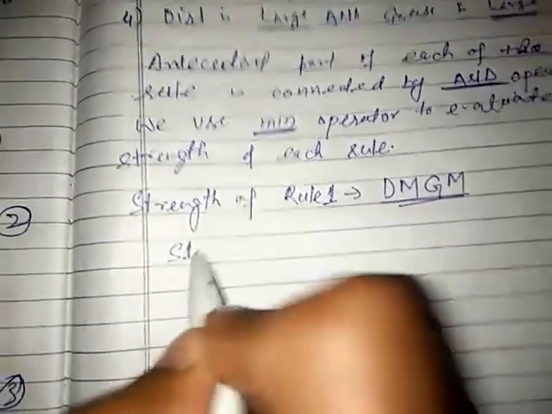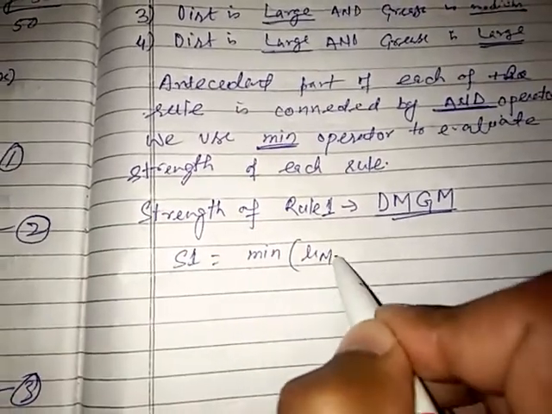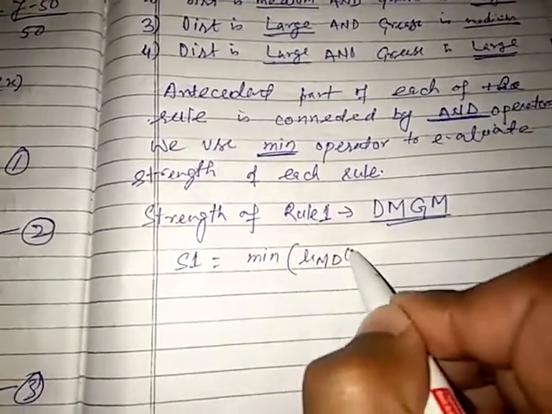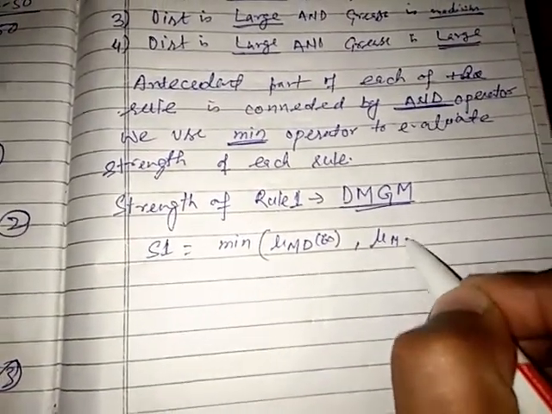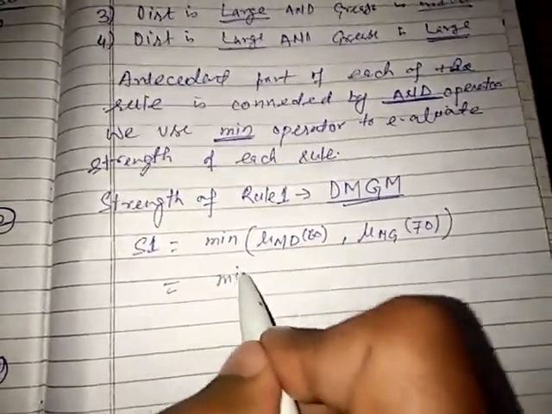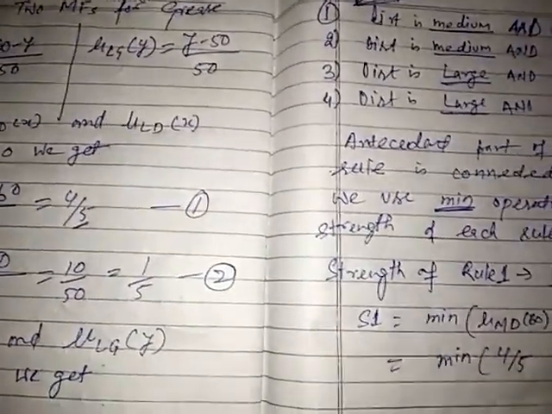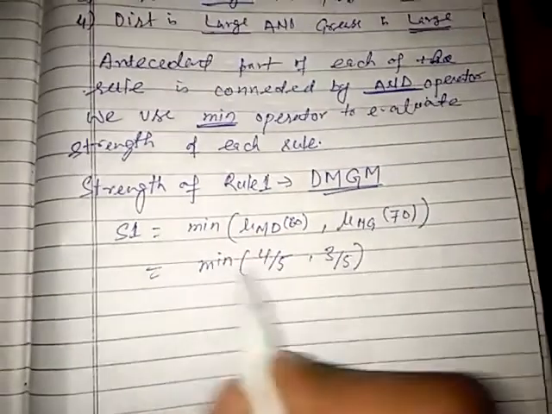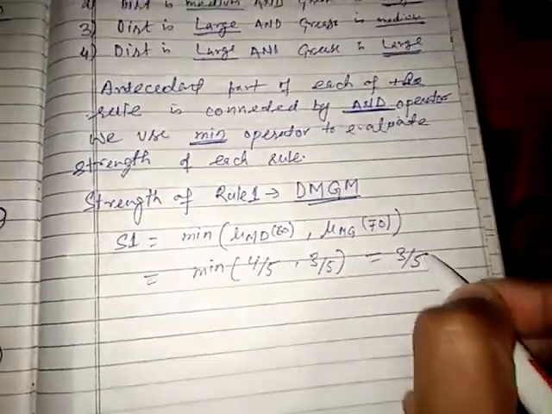Here S1 is equal to the minimum of mu medium dirt(60) and mu medium grease(70). This value is 4.5 and that value is 3.5. The minimum between them is 3.5. The answer is 3.5.